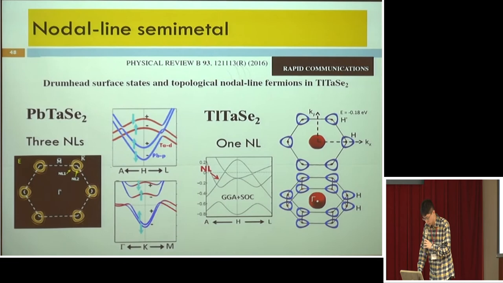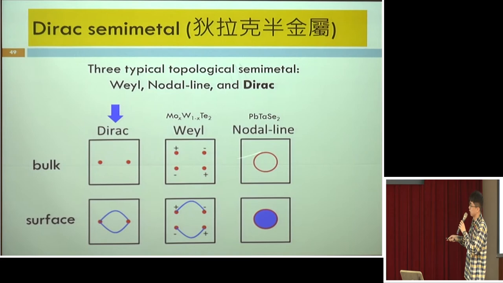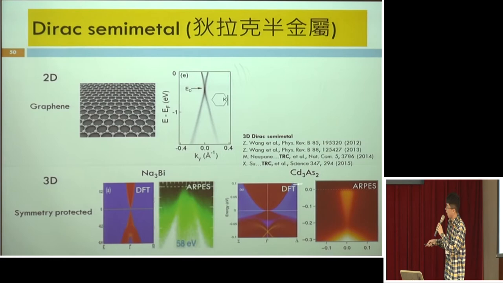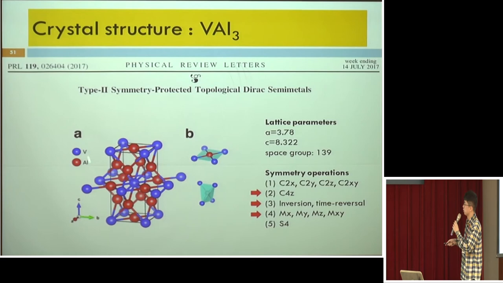We have discussed the Weyl and nodal line semimetals, so the final one is the Dirac semimetal. Dirac semimetals are very, very rare. Only Na3Bi and Cd3As2 have been demonstrated by experiments. We only have two materials. Here I predict a new compound. In this compound, the Dirac point exists along the rotational axis.